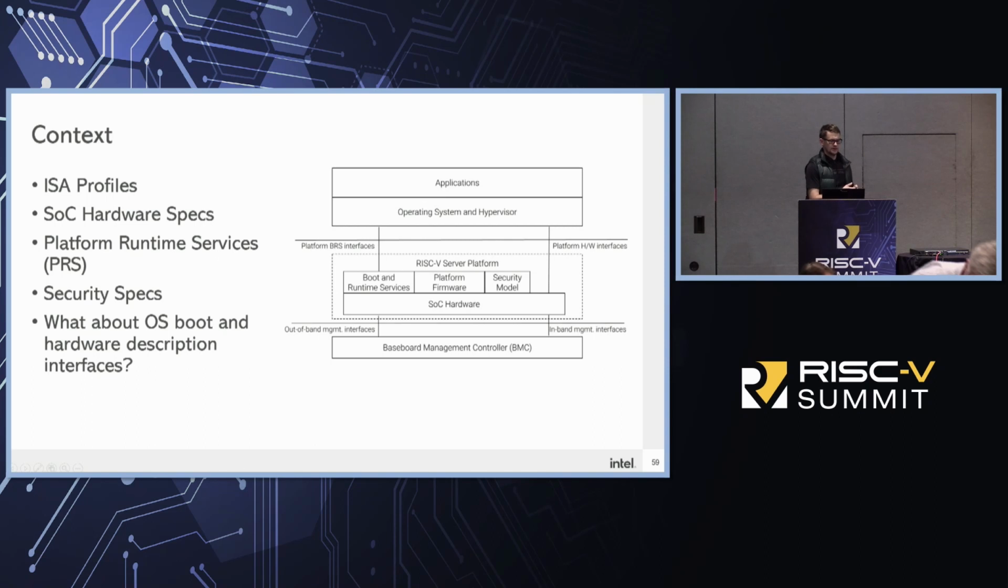We have the PRS, the Platform Runtime Services TG, and this includes the M-mode SBI firmware. This includes the ACPI bindings, the EFI bindings, all kinds of firmware aspects, but these are just different specs and different blocks that could comprise this firmware. We have security specs. These are still, to the best of my knowledge, ongoing, but this would cover the security platform. What's missing from this is, well, how does an operating system boot on such a system? How is the system hardware described to the operating system? And that's the context for the specification.